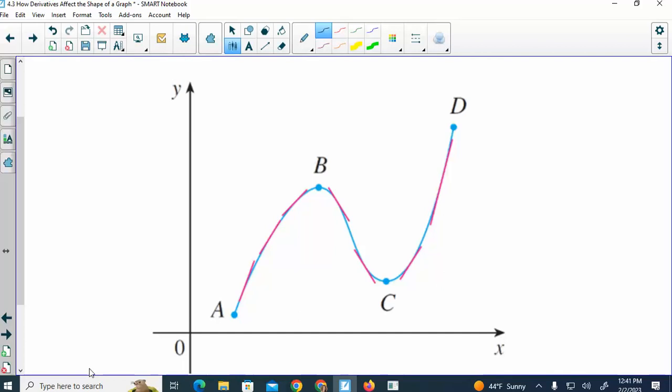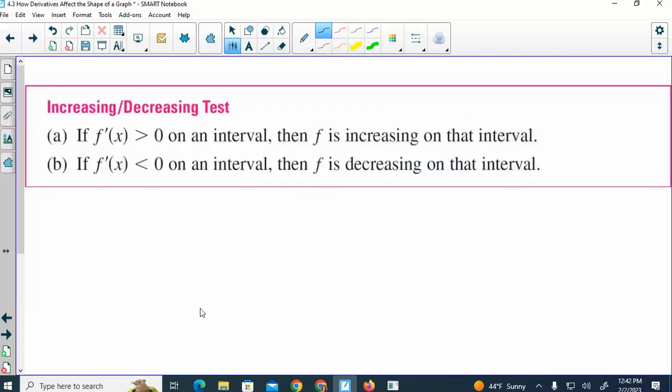When your graph is increasing, what's true about our derivative? It's positive. When our graph is decreasing, the derivative is negative. Because if it's going up, those lines have a positive slope. When it's going down, they have a negative slope. So we already know how to tell if the graph is increasing or decreasing just by looking at the sign of the derivative. So that is the first thing here, the increasing, decreasing test.